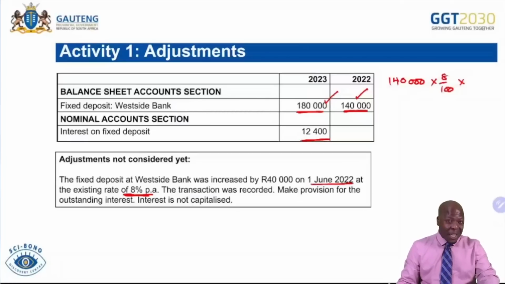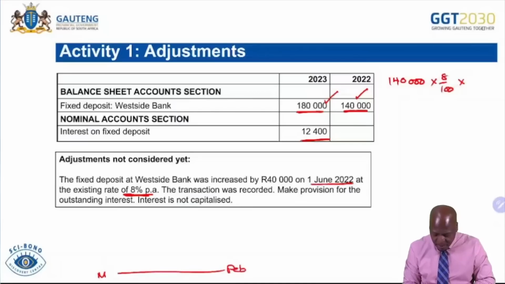When is the financial year beginning? Remember that? March. And when is it ending? February. So we are beginning from March, the beginning of the financial year. All right, let's write it down. The financial year begins in March and ends in February. However, the fixed deposit was increased on the 1st of June.